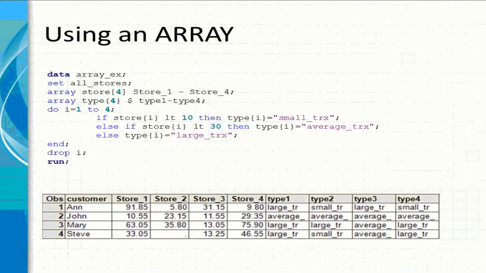Now, an array can have either numeric or character variables. You can't have a mixture of both. And then once it's done, you can just run some operations on those variables. In this case, we're defining the type1 all the way to type4 variables based on the value of the variables that belong to the array store. So this is really an example of an operation that you can do using array processing.